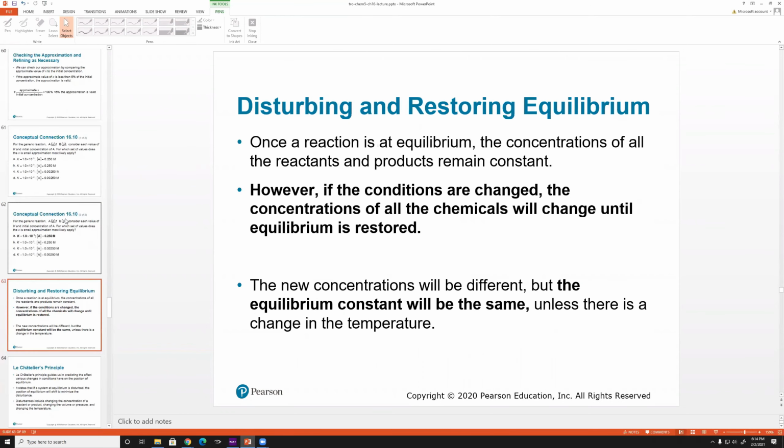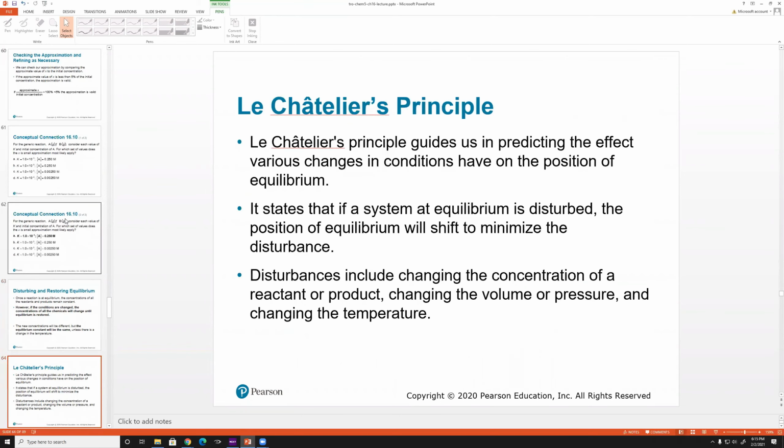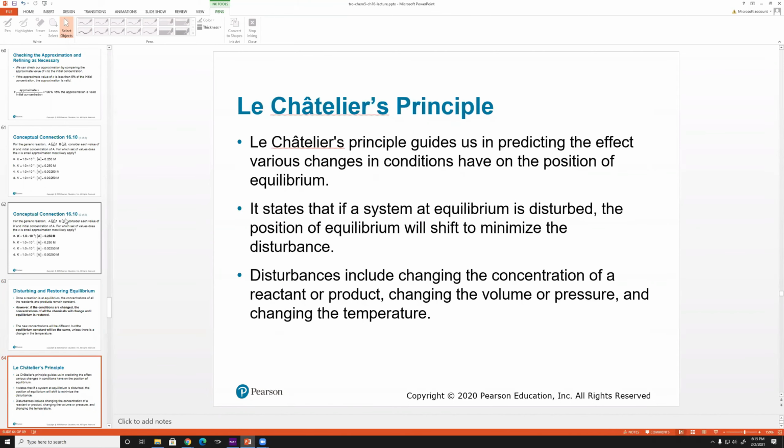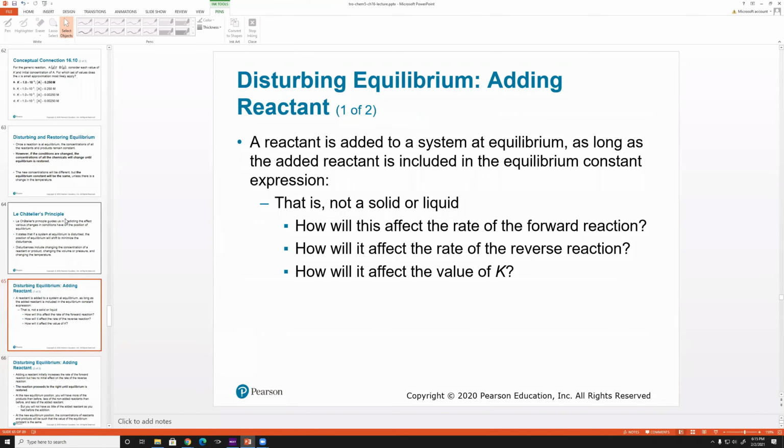The last thing we're going to talk about is disturbing equilibrium. This is what we call Le Chatelier's Principle. It says that if we change either the temperature, the volume, or the reactant or product concentration of a reaction already at equilibrium, what is going to happen to the reaction? Any of these disturbances, and the reaction trying to restore equilibrium, is what we call Le Chatelier's Principle. So it guides you on what's going to happen.